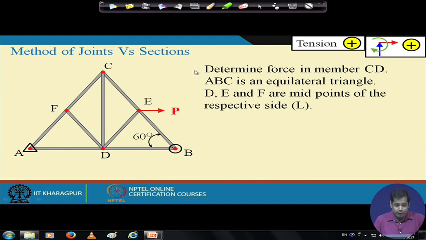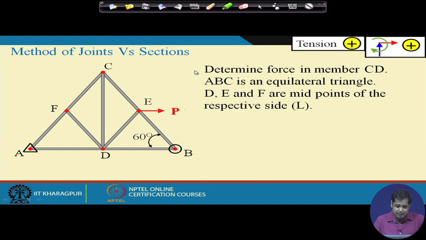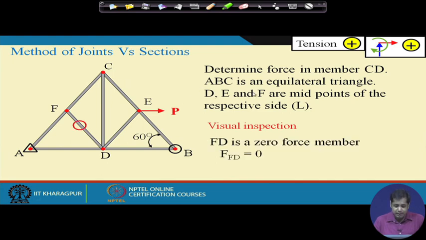Okay. The first step is, irrespective of whether you use method of joints or section, let us first try to inspect the truss visually before we actually go for analysis, and find out if we have some information about the structure, so we can slightly simplify it. Simplify means, for instance, in this case, just by visual inspection we can say that member FD is a zero force member. Okay.